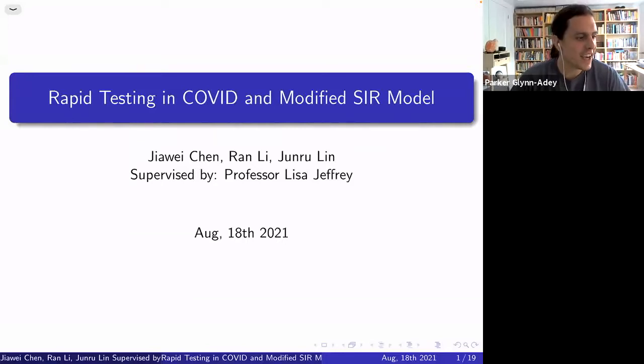We are glad to have Jiawei Chen and Ran Li to present on their work with Lisa Jeffrey about rapid testing in the COVID and modified SIR model. Very, very relevant work. I'm super excited to hear what they have to say today. Take it away, folks.